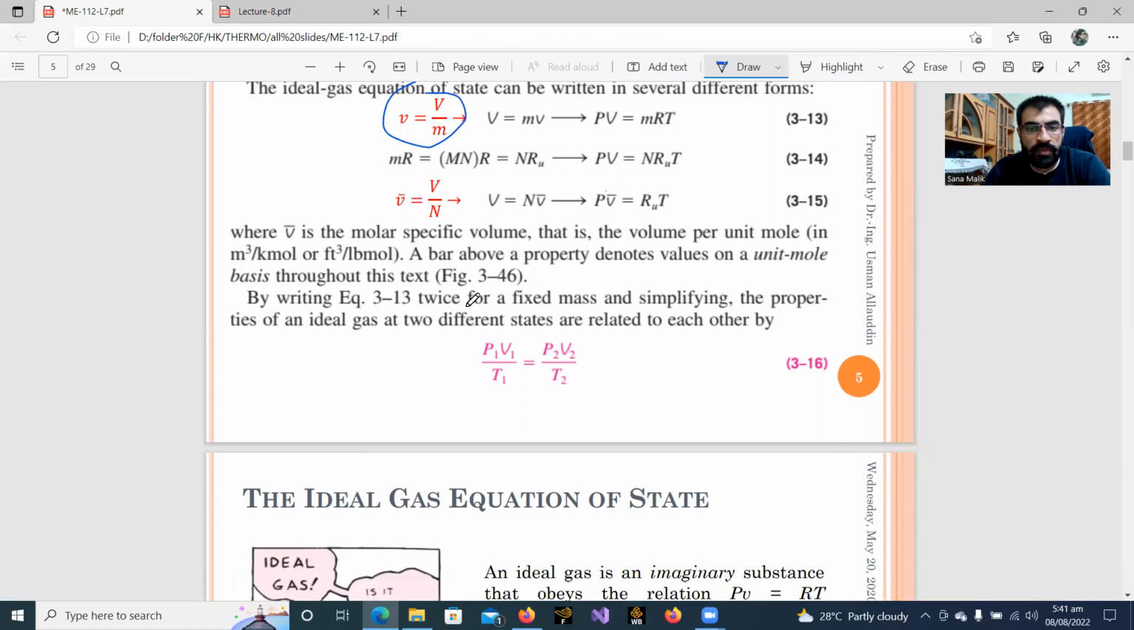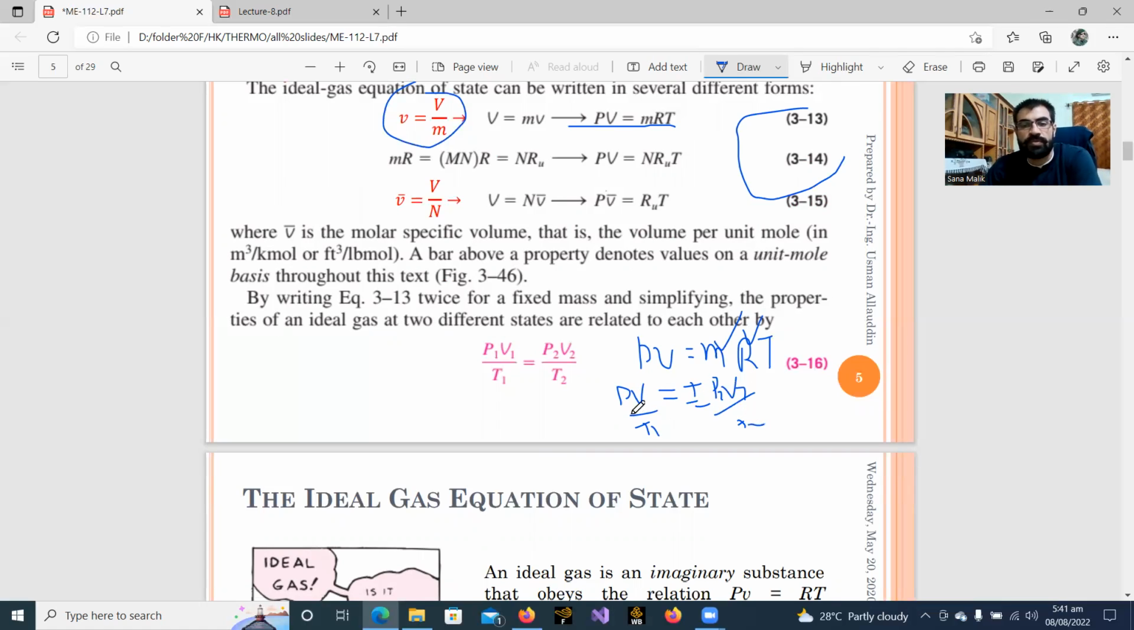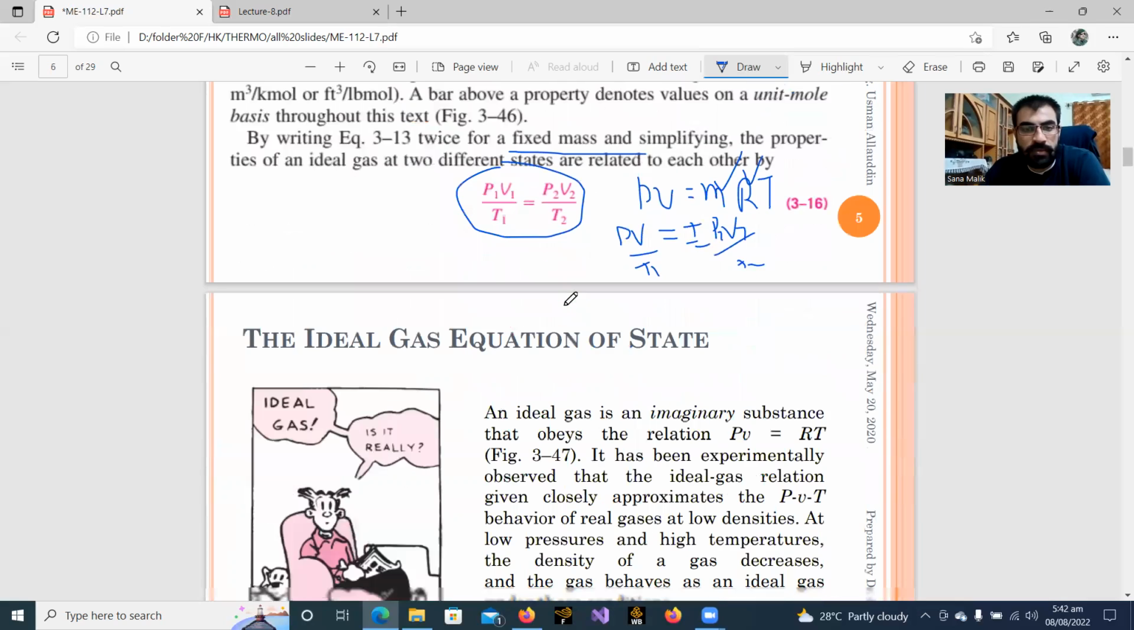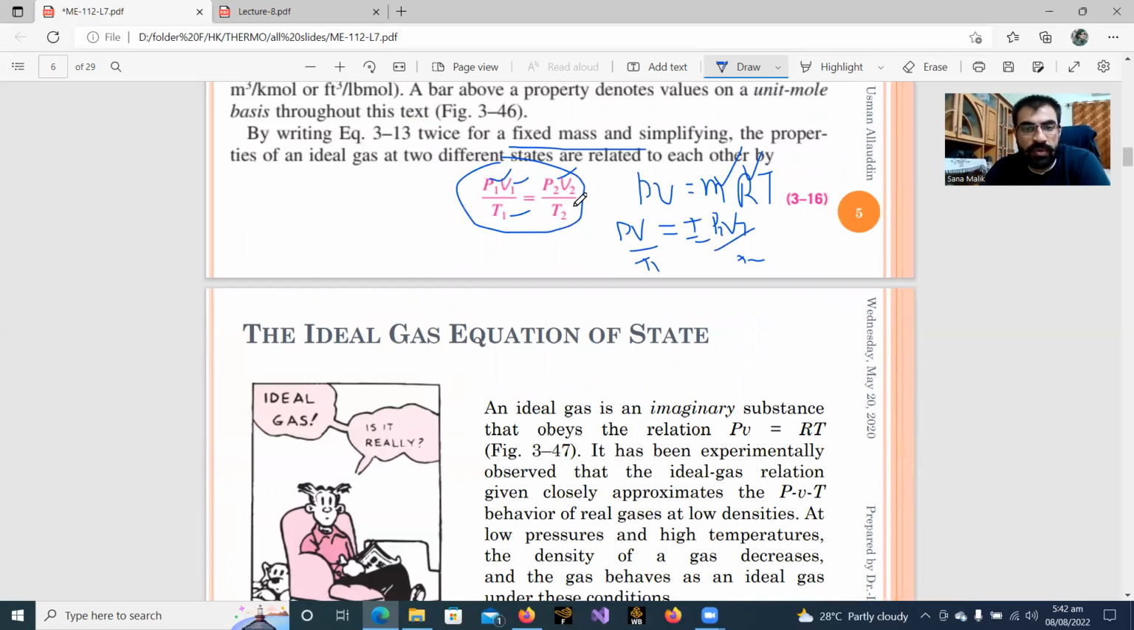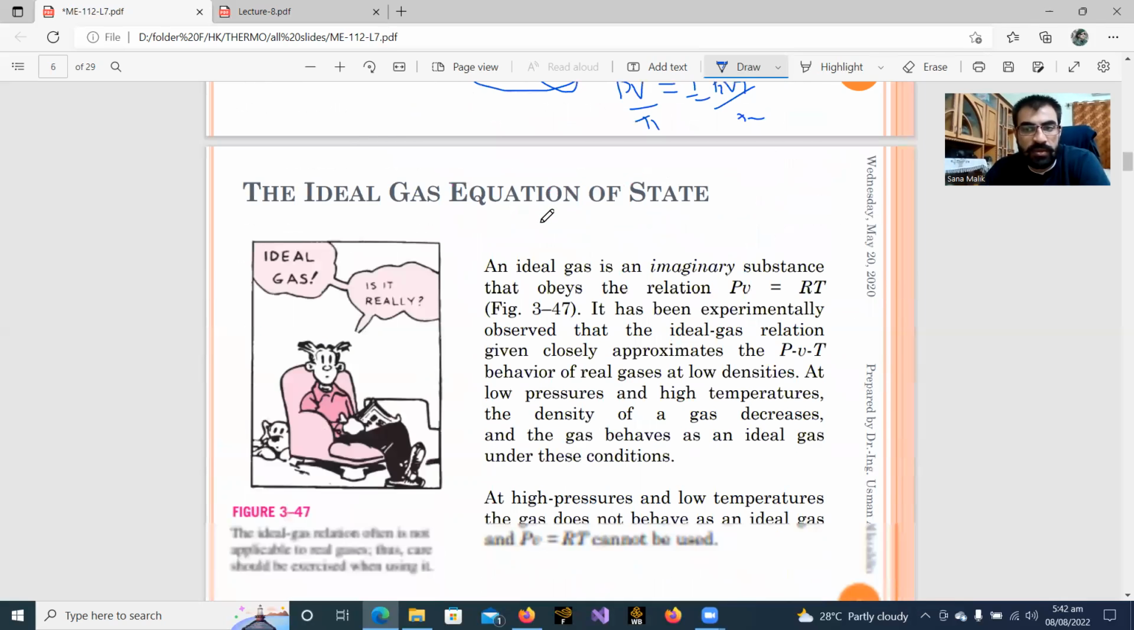So we can simplify these equations. This equation is equal to mRT. m is a constant, R is a constant. So PV over T is constant. For state 2, it will be P2 V2 over T2. This relation comes from the ideal gas equation for a fixed mass. If you know the properties P1, V1, T1, P2, and V2, you can find the other quantity as well.